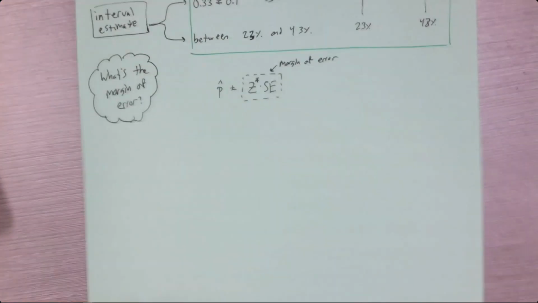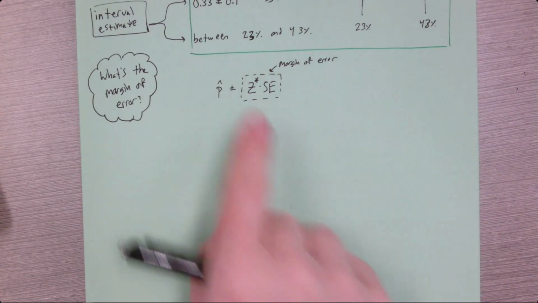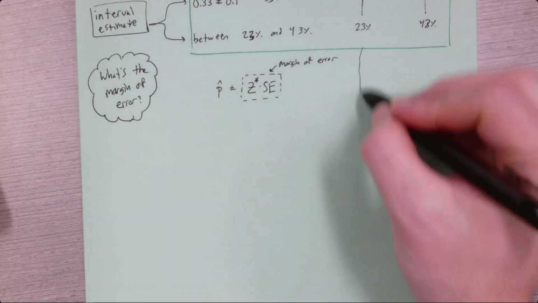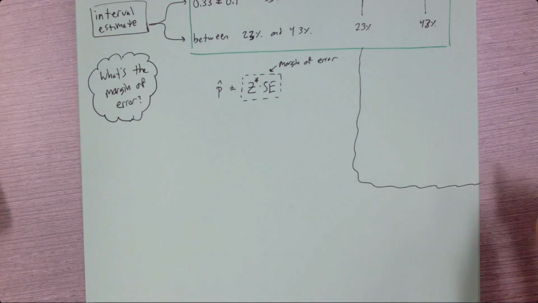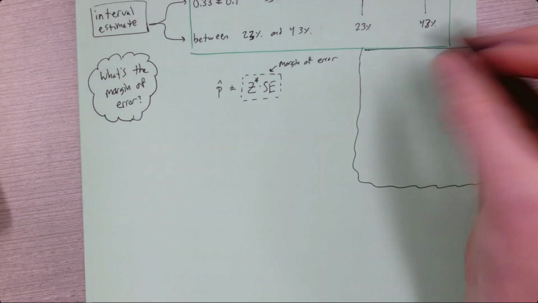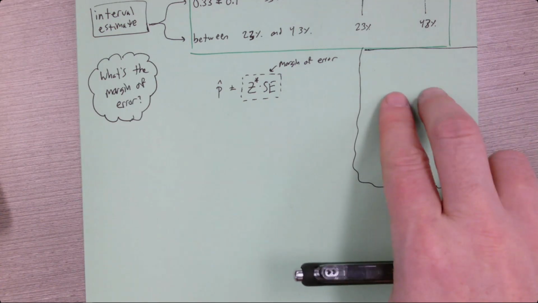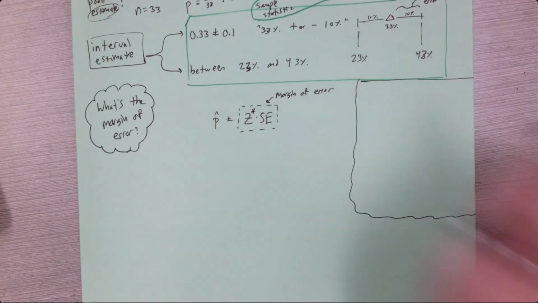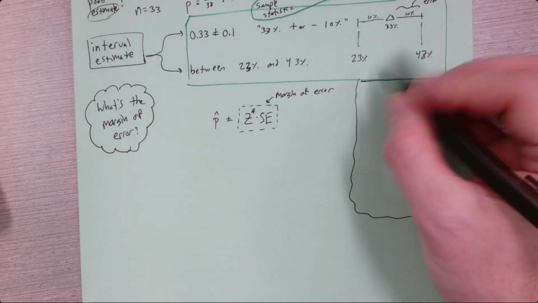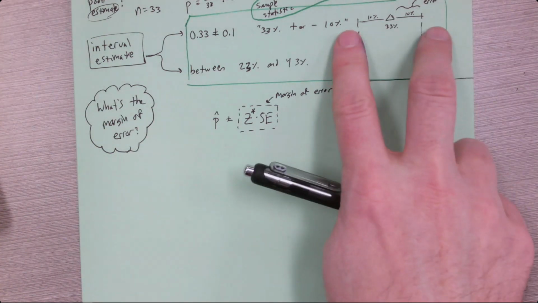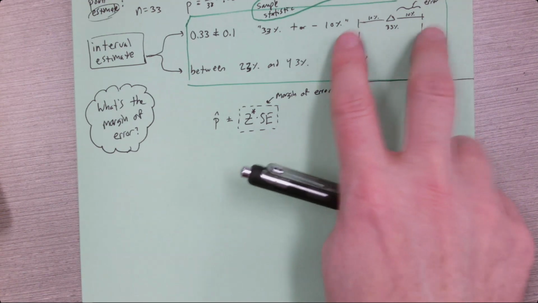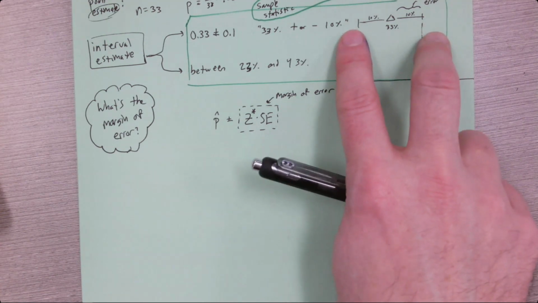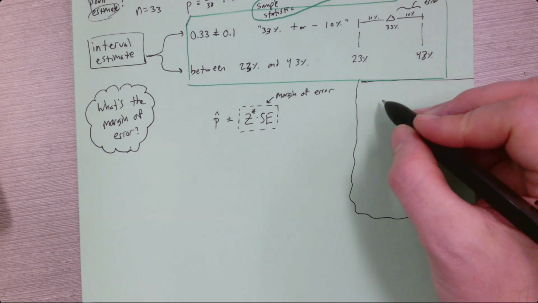So the Z star number is related to how confident we want to be. So let's have kind of a little sidebar here. There is a relationship between how confident we want to be and how big our margin of error is. So let's say I want to be very confident that the true population proportion is inside my interval. Here's an easy way for me to do that.